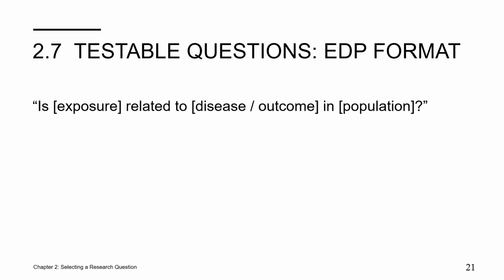That is one reason why we use this exposure disease population format to create a testable question. This makes it much easier to find a way to measure each one of the components of this format. Format being, is your exposure related to the disease or outcome in the population? Within your research methods course, you will create these types of questions for your secondary research projects, as well as your group research projects, and hopefully you will continue to use this method as you do research for any other classes or in your future career in public health.